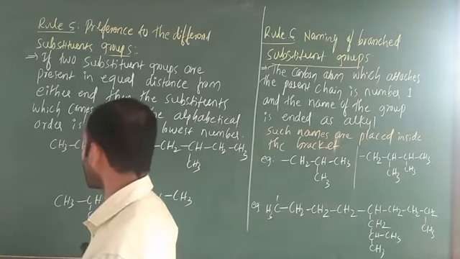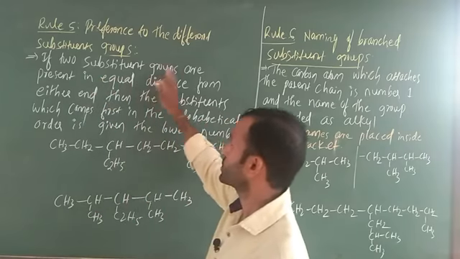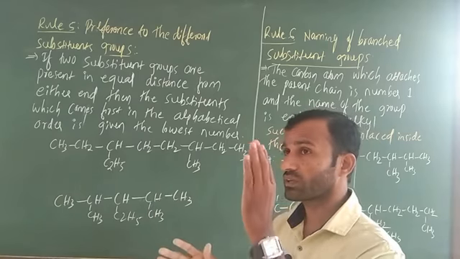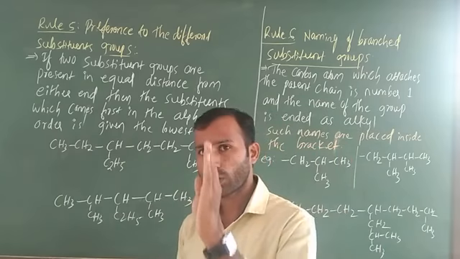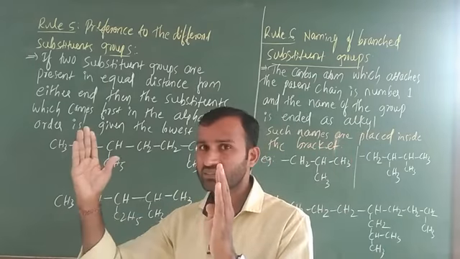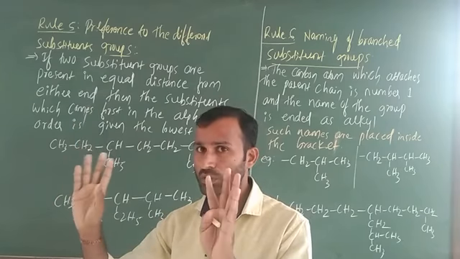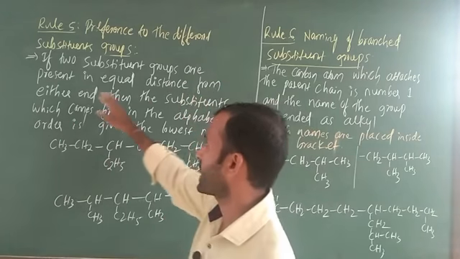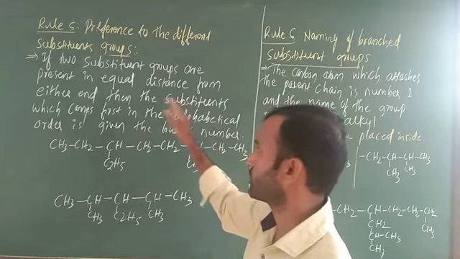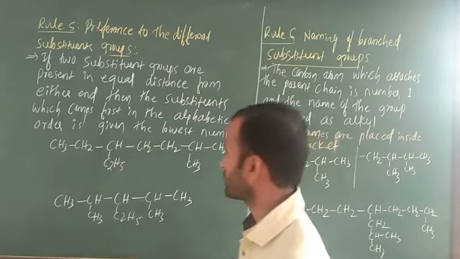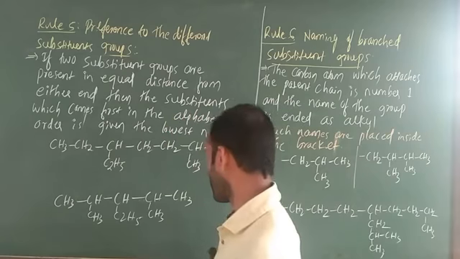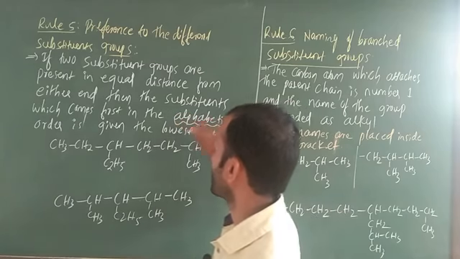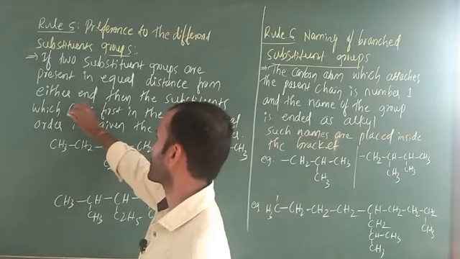Okay. Just here, if two substituent groups are present at equal distance. Equal distance means if you come this way, we get number 2, and if you come in this way, in this case also we get number 2. That is equal distance. Equal distance from either end, then the substituent which comes first in alphabetical order is given the lowest number, the one which comes first.